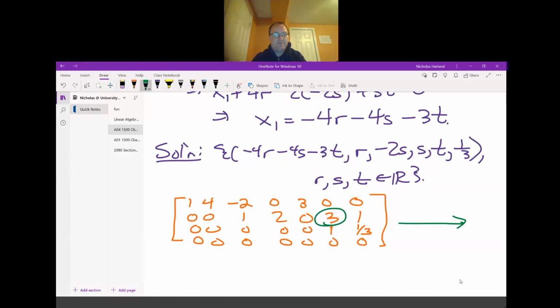I'm going to get rid of the 3 first. So row 2 is row 2 minus 3 row 1. And by row 1, I mean row 3.